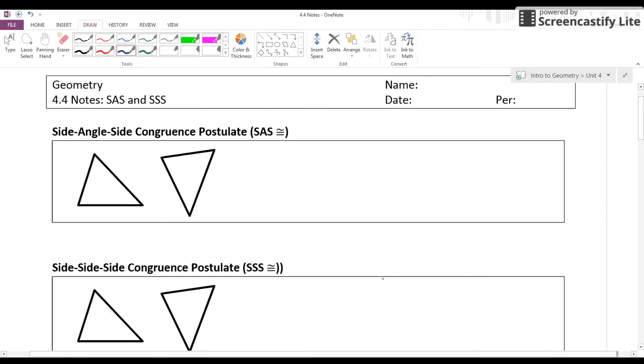All right, so let's learn some new postulates that'll make proving triangles congruent a lot easier. Instead of having to show 6 sides are congruent, and instead of having to show 3 pairs of angles are congruent and 3 pairs of sides are congruent, so all 6 things are congruent, we now narrow that down to 3. So we're going to do two postulates today, the side angle side congruence postulate and side side side congruence postulate. So let's actually write this down first, and then we'll look at what it looks like with the diagrams.